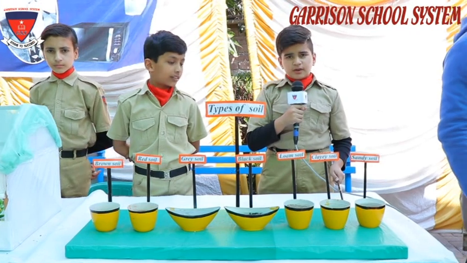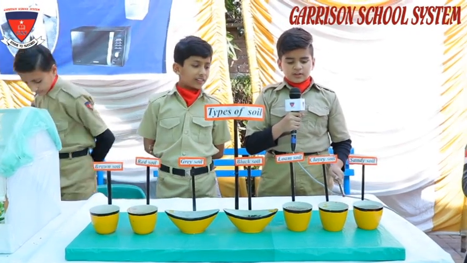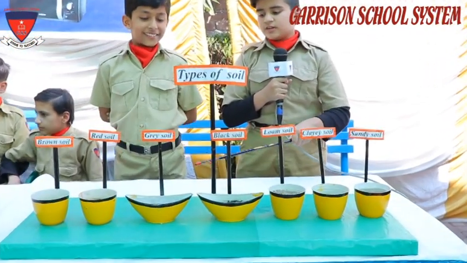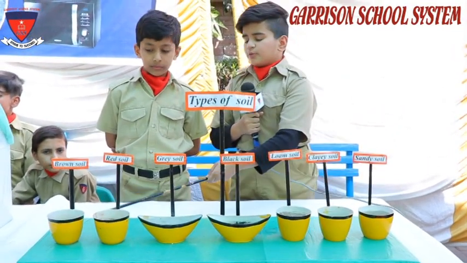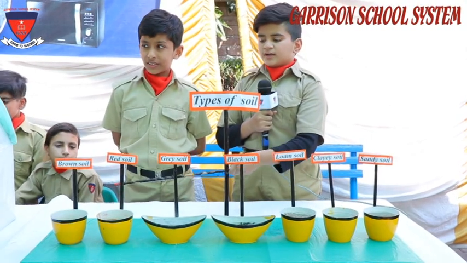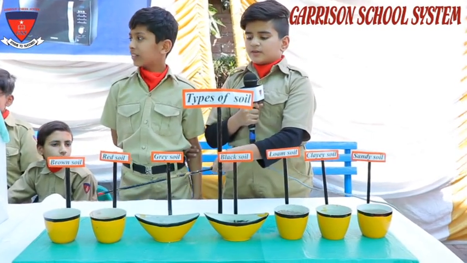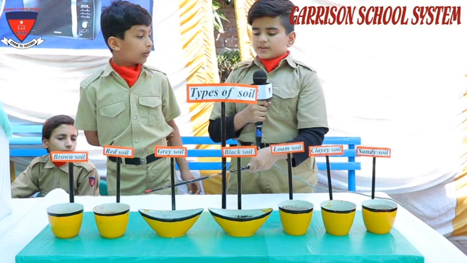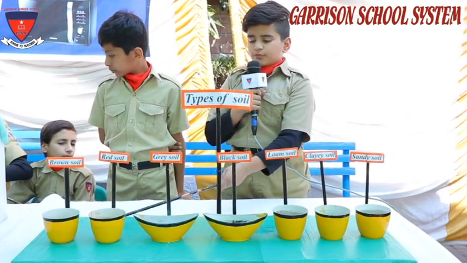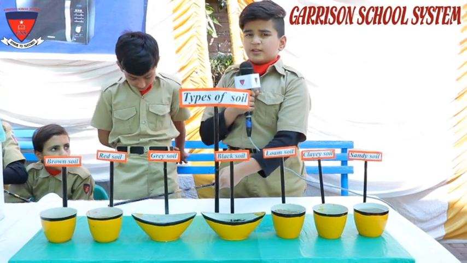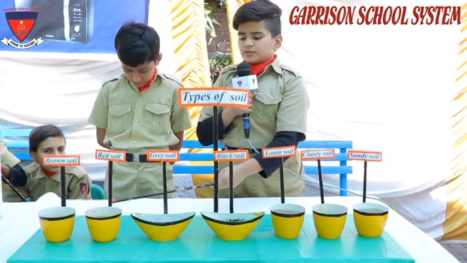This model is about types of soil: sandy soil, clay soil, loam soil, black soil, grey soil, red soil and brown soil. Brown soil is good for tea, coffee, rubber and coconuts. Red soil is good for rice, wheat and sugar cane.